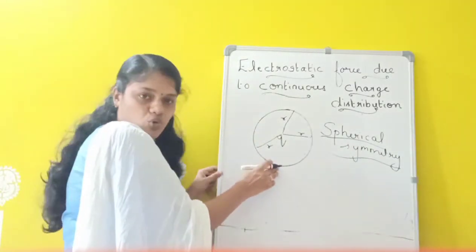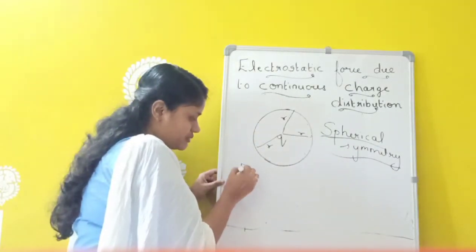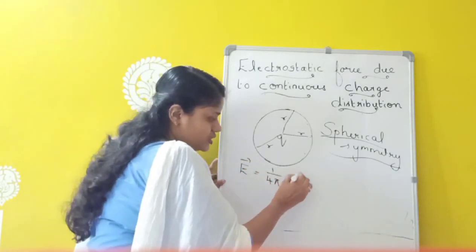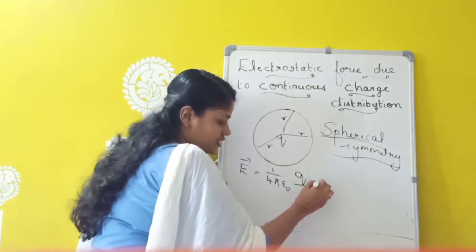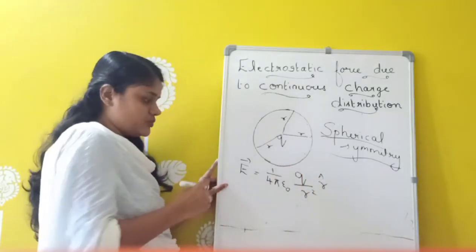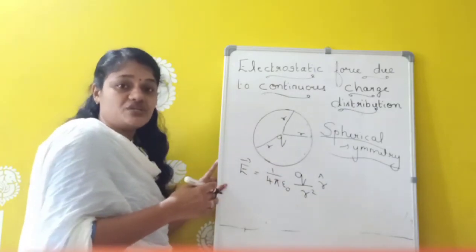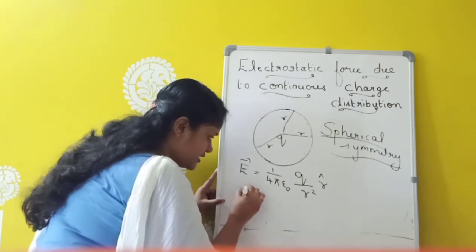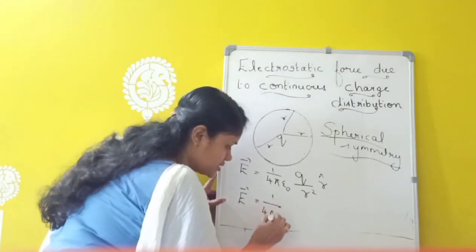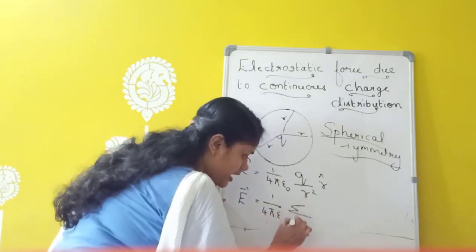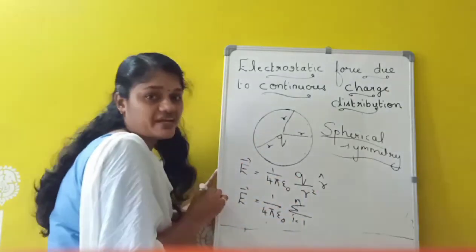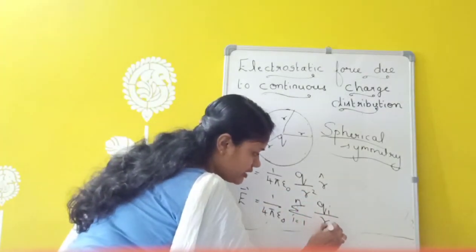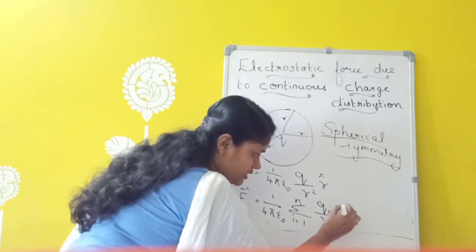Then suppose there are so many charges. In the case of a point charge, the electric field intensity is given by E equals 1 by 4 pi epsilon 0 q by r square into unit vector r. Suppose we have many charges and we have to find the electric field intensity at a point. Then we can write vector E equals 1 by 4 pi epsilon 0 sigma i equals 1 to n, suppose we have n charges, Qi divided by Ri square into unit vector Ri.